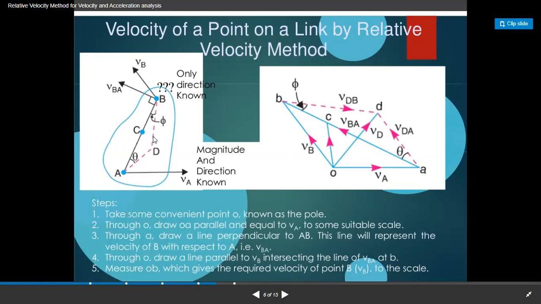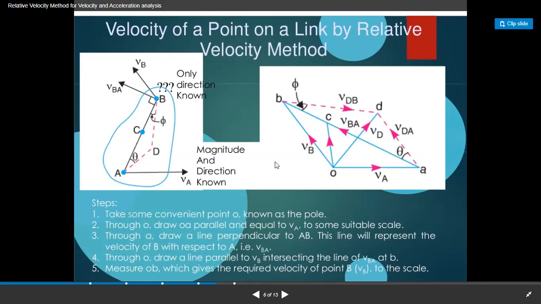Right? Now, we have 3 points: point O, point A, and point C. 3 different points we have. Also, a fourth point, point D, is given in the diagram. So we have to find the velocity of D with respect to A, with respect to C, and with respect to B. Also, we have to find the absolute velocity of D, right?